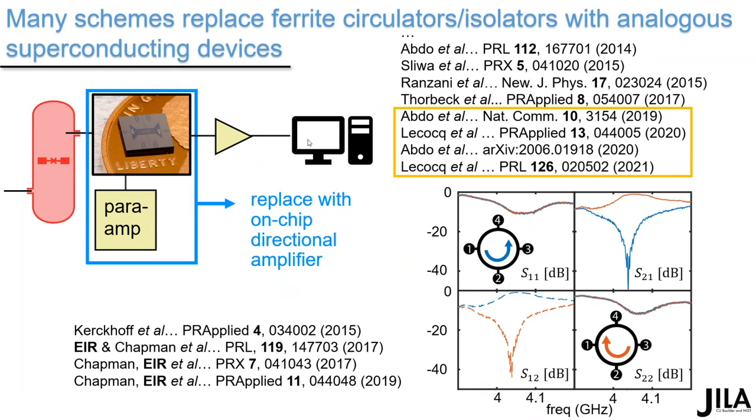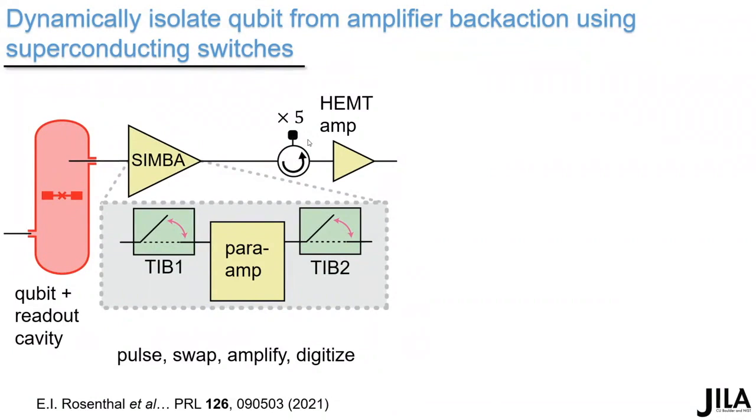So we took a step back and changed our philosophy. Specifically, we removed ourselves from the constraint of actually trying to build a circulator. Freeing ourselves from this burden, we realized we could achieve a fast and scalable measurement instead using the coordinated operation of superconducting switches. To do so, we constructed the device shown here, which we named the SIMBA, or Superconducting Isolating Modular Bifurcation Amplifier.